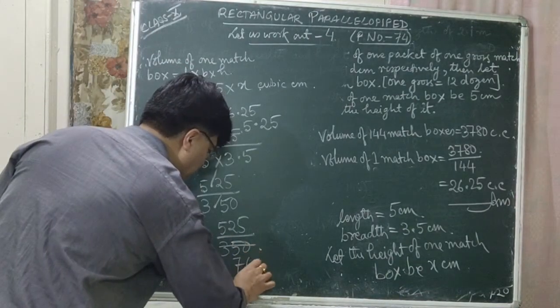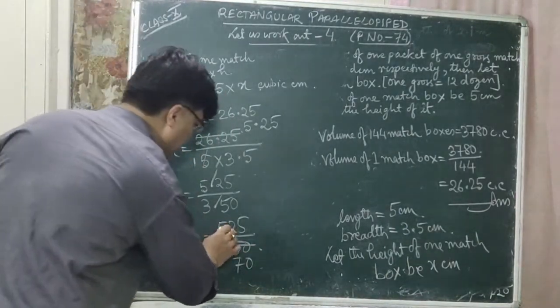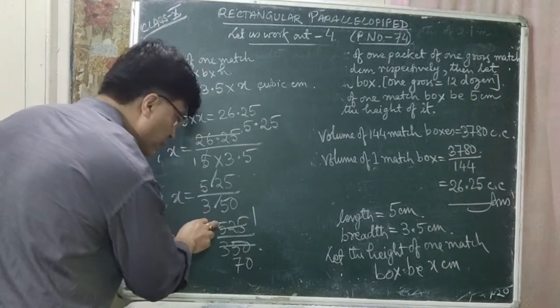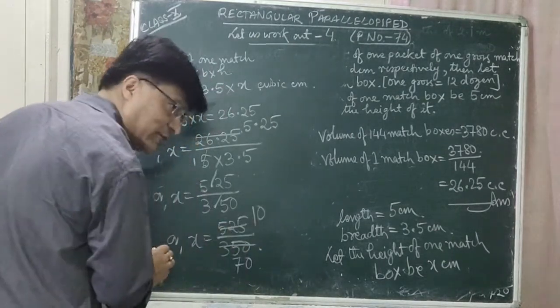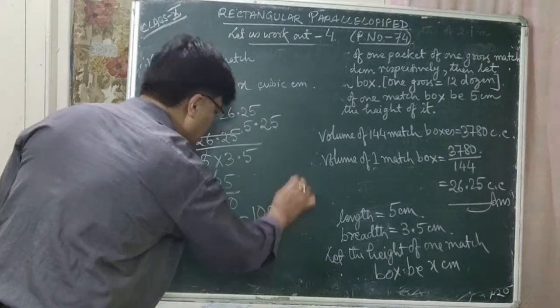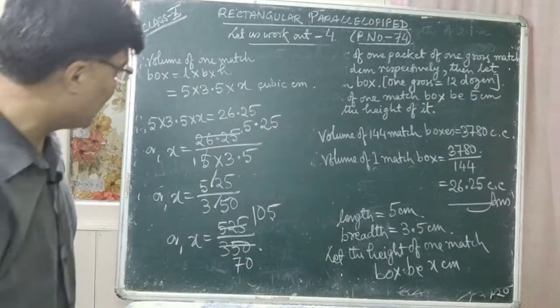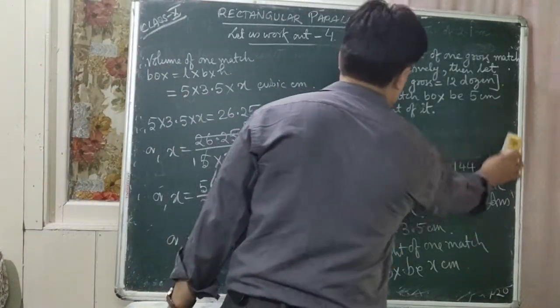5 7s are 35, 0, 5 is the answer. 5 1s are 5. 2 lines are 0. You have to write 0. 25. 5 5s are 25. This is 105 divided by 70.